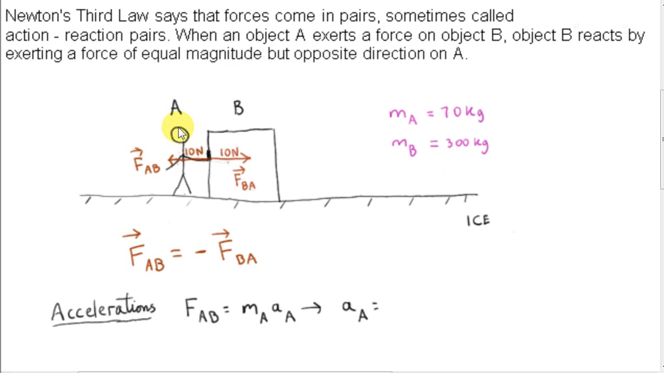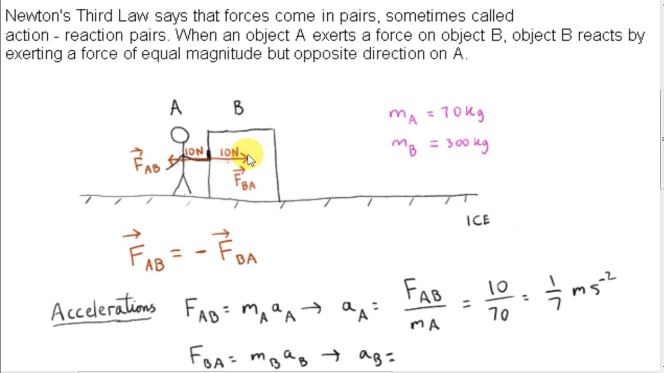The resultant force on object A has a magnitude of 10 newtons to the left, so the acceleration of object A is in the same direction as that resultant force. We have to divide 10 by the mass of object A. The mass of object A is 70, so we get 1/7 meters per second squared to the left.